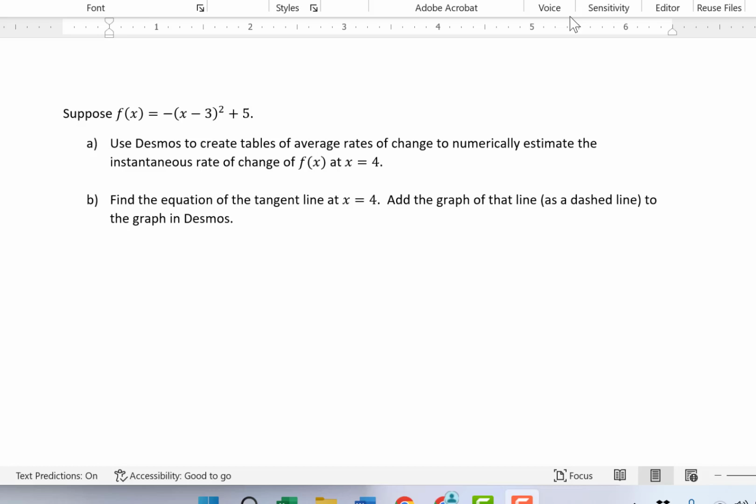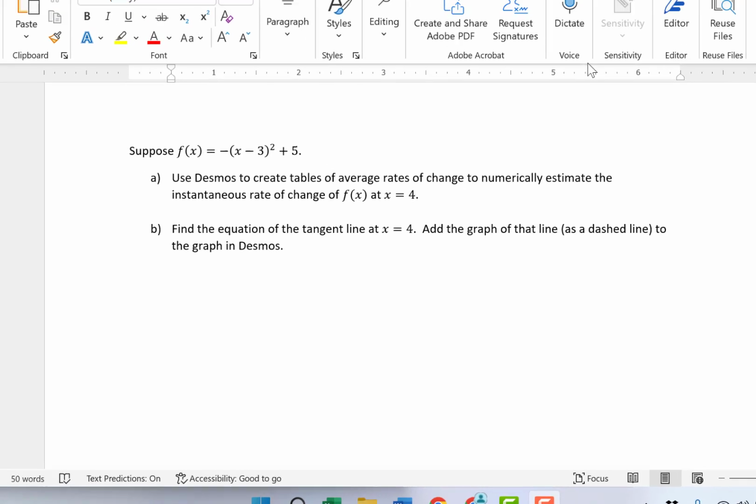In this video, we will create input-output tables in Desmos to numerically estimate the instantaneous rate of change of a function at a point. The function is given here as f of x equals negative (x minus 3) squared plus 5. We're going to use Desmos to estimate the instantaneous rate of change of this function at x equals 4. We're going to do that numerically using tables of average rates of change. We're then going to find the equation of that tangent line and add it to the graph in Desmos.